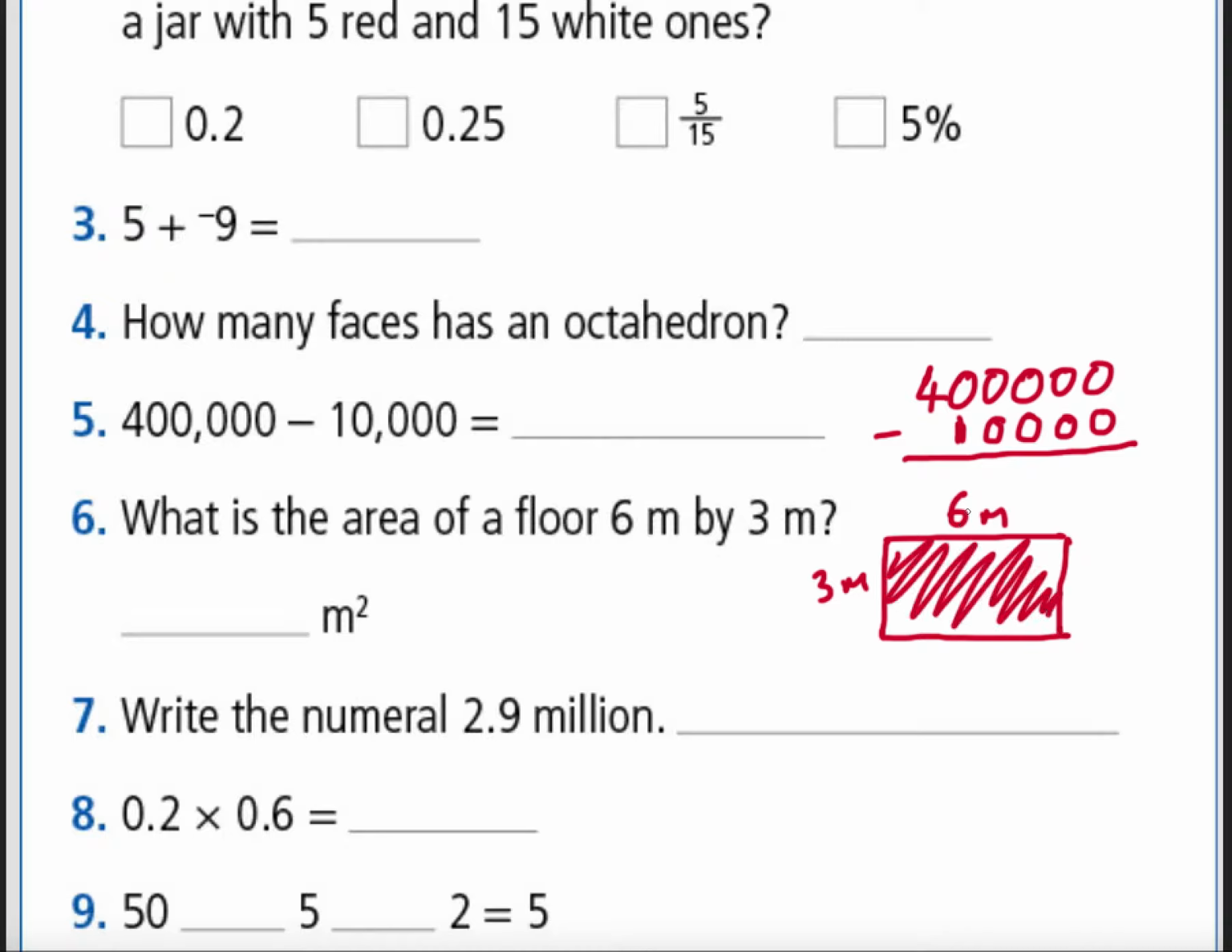And the way we get that is we multiply the sides by each other, 6 times 3, and that'll tell us how many meters squared the area is.